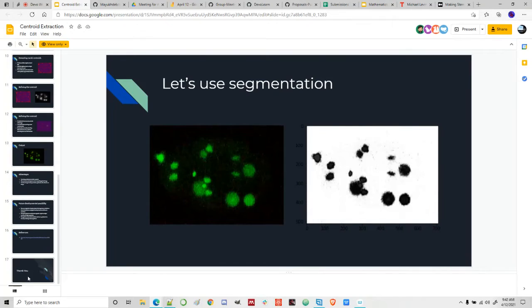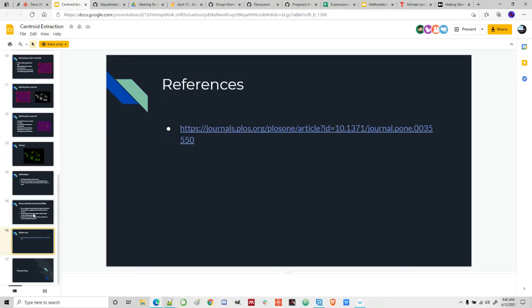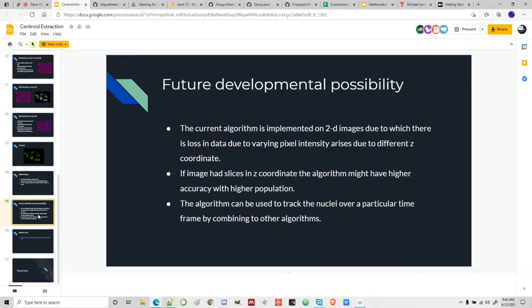Yeah, so look through these slides. This is, I guess, one of the papers that he was going through to work on this. Future developmental possibility: the current algorithm is implemented on 2D images, due to which there is a loss in data due to varying pixel intensity, which arises due to different z-coordinates. I think maybe it was Vrutik we talked about the z-coordinates, or maybe Yash as well, that you have this stack of images. So when we're using the raw images, there is a z dimension, but it's hard to infer.